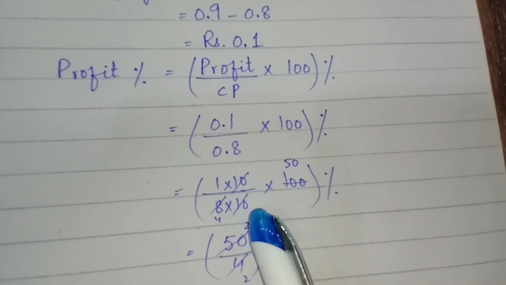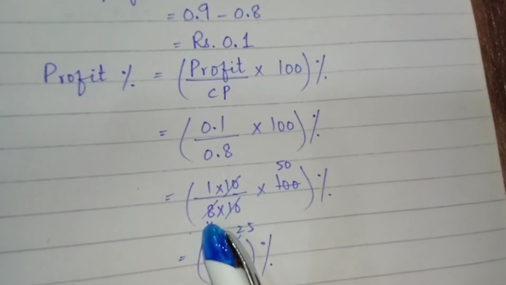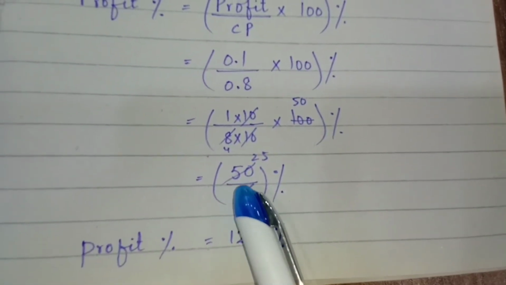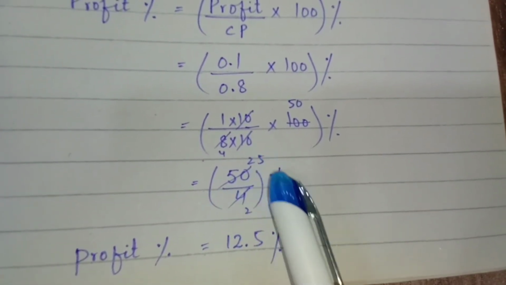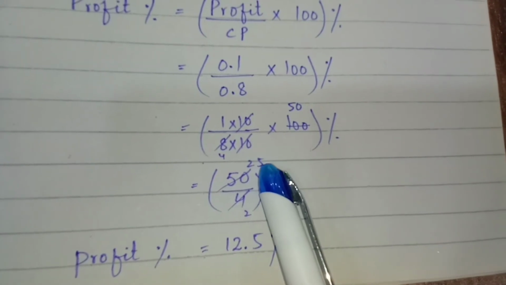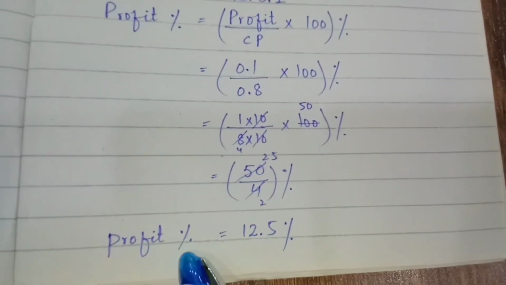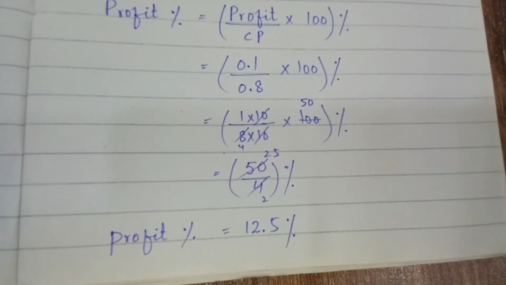So this 10 will be cancelled out with this 10. 2 4s are 8, 2 50s are 100. So 50 divided by 4, and again on the table of 2, 2 2s are 4, 2 25s are 50, and after dividing 25 by 2, we get 12.5%. So he will get the profit of 12.5%.